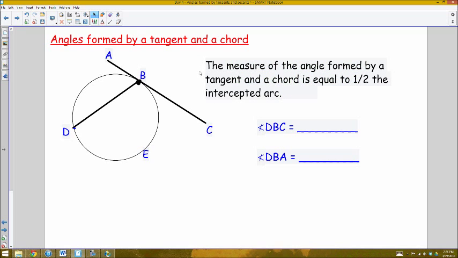The measure of the angle formed by a tangent and a chord is half its intercepted arc, just like it was for inscribed angles. So looking at my tangent and my chord, if I was looking for the measure of angle DBC, this angle intercepts the arc from here around until it hits the other side of the angle, which actually occurs at its vertex. So angle DBC is going to be 1/2 of the measure of arc DEB.